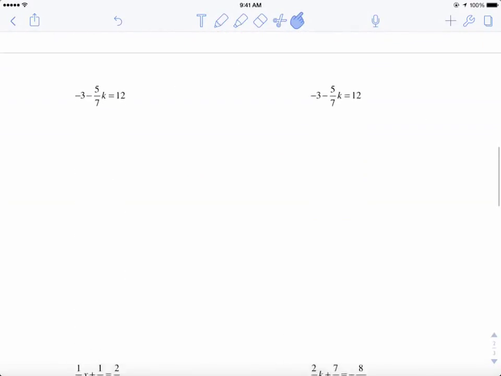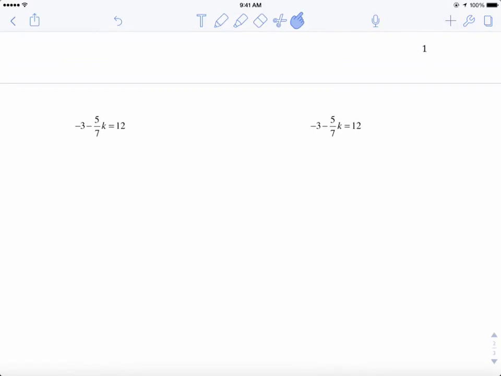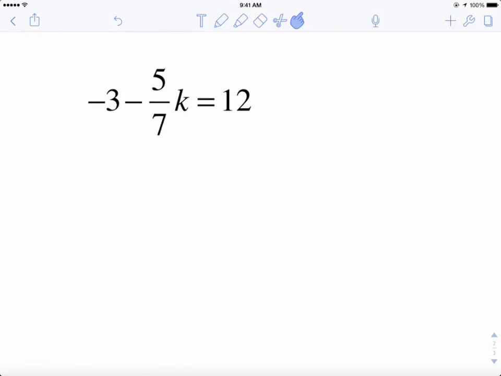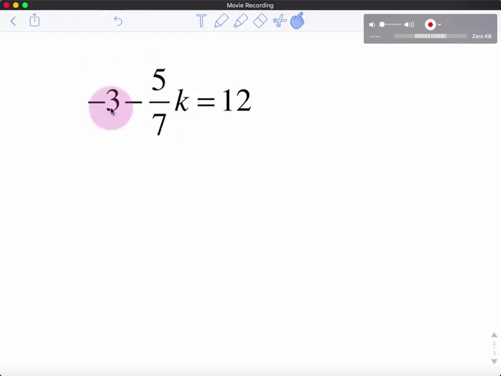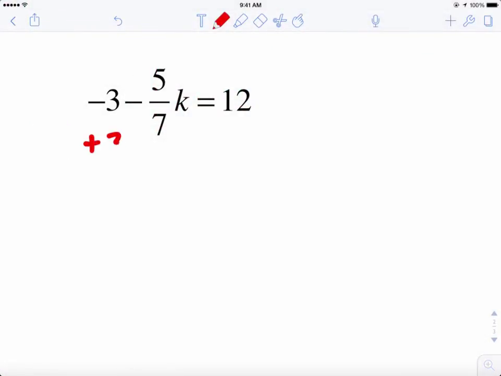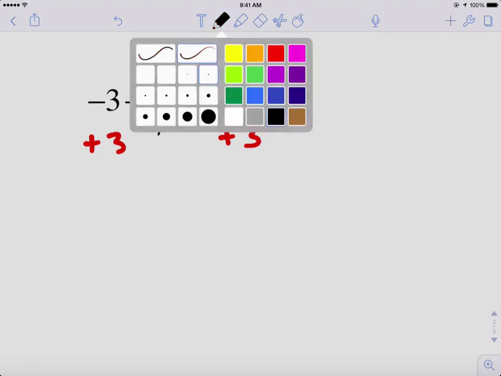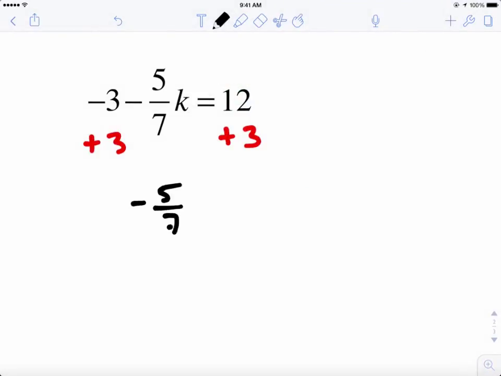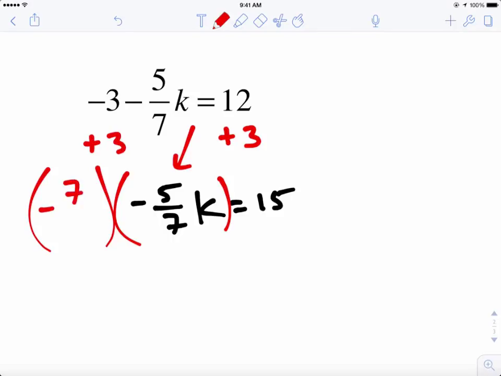Now note, sometimes we're going to have some nasty fractions involved with our equations, and that's totally fine. Let's handle this in exactly the same way that we would before. I see that I've got some multiple of k hanging out here, but there's a little bit more going on, another interaction with another number. Let's peel back the layers. Let's first add 3 to both sides of this equation, and we end up with negative 5/7 times k is equal to 15. I think we're in a position now to multiply both sides of the equation by the multiplicative inverse of that number, namely negative 7/5.